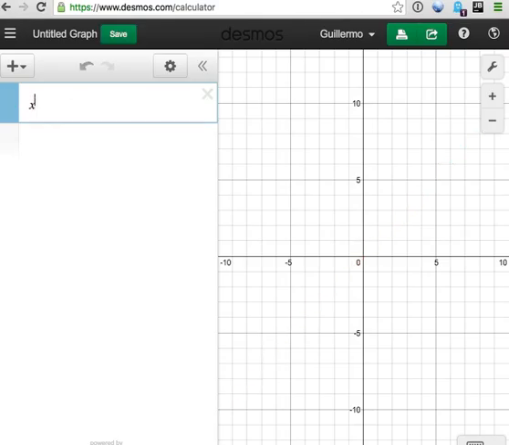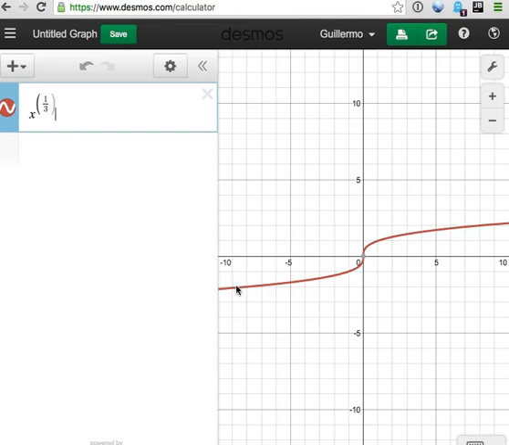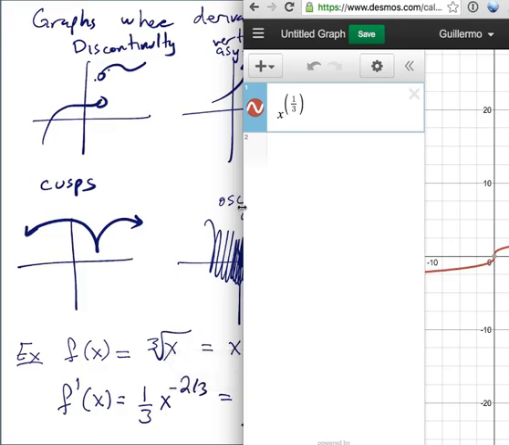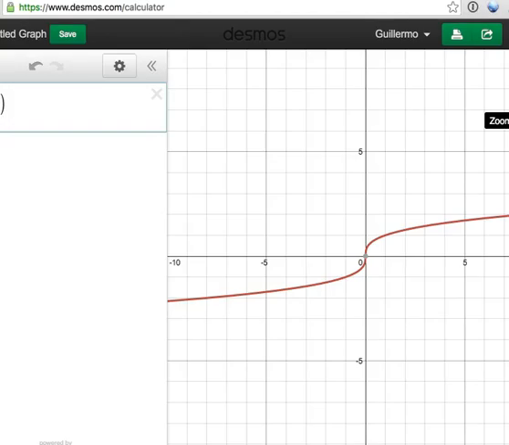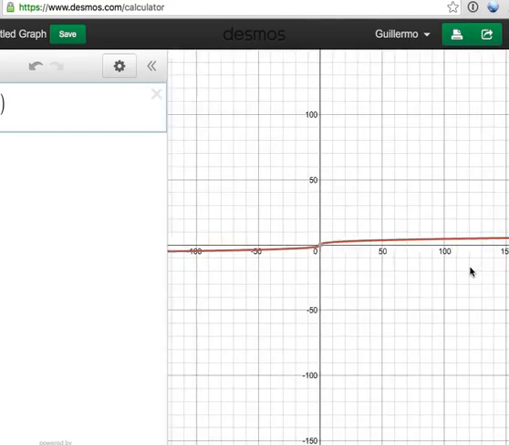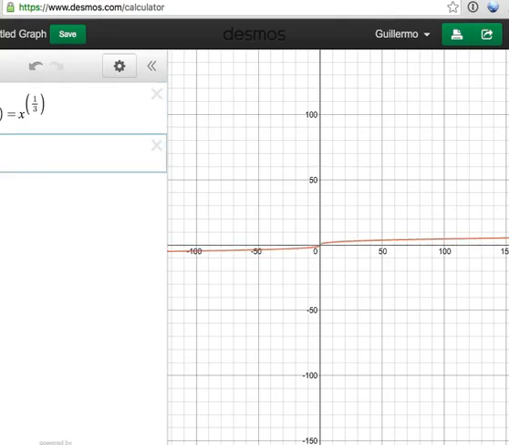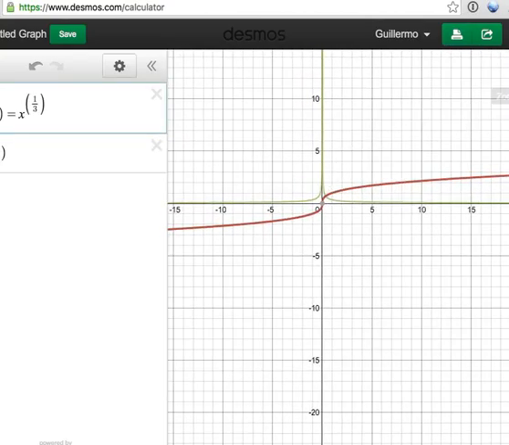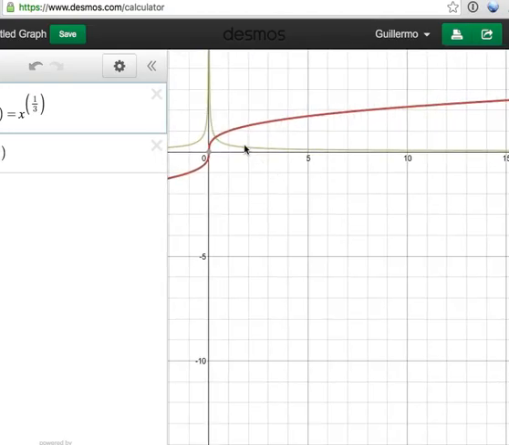So if you graph, well, what can I do? Desmos? Bring out our trusty old pal, Desmos here. If I graph x to the 1/3, it looks like that, right? Oh, boo. Okay. If I zoom out, well, if you look at it like this, it looks like it's leveling off, right? Let's see here.